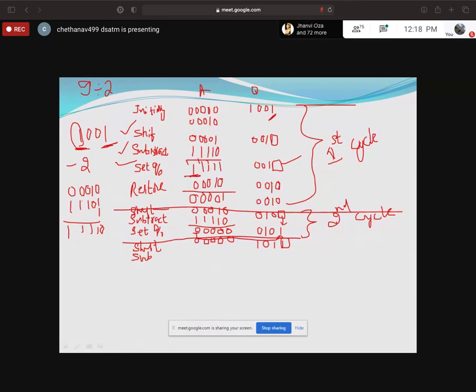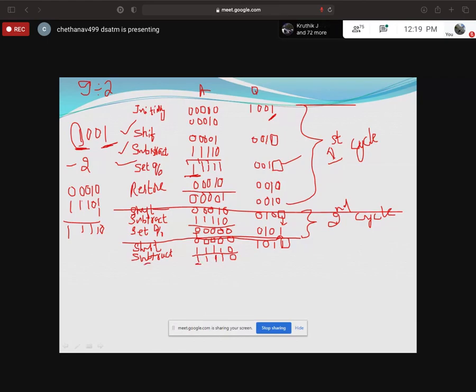So subtract. I already asked you the question. What is your subtract? 2 will become minus 2. That means 1, 1, 1, 1, 0. Okay. So just add it. 0 plus 0 is 0. 0 plus 1 is 1. 1, 1, 1. Yes. Now you got 1 here. See, not 0, 1 here.